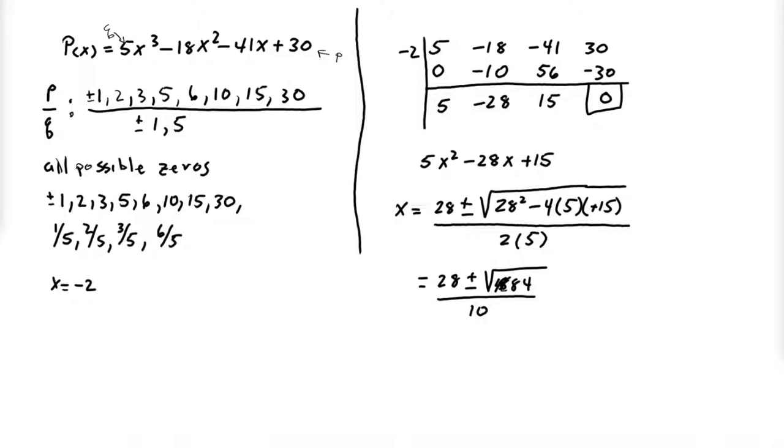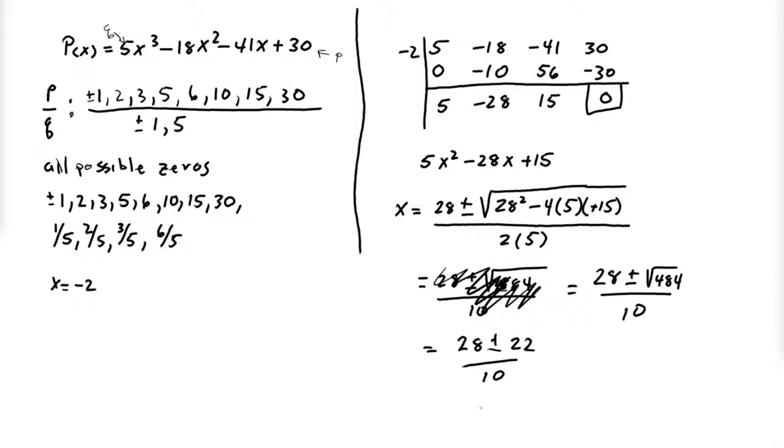Let's just rewrite this whole term here. 28 plus or minus the square root of 484 over 10. The square root of 484 is 22. Good, that worked. 28 plus or minus 22 over 10. So what this means is I'm going to have two more rational roots. There won't be any irrational roots here.